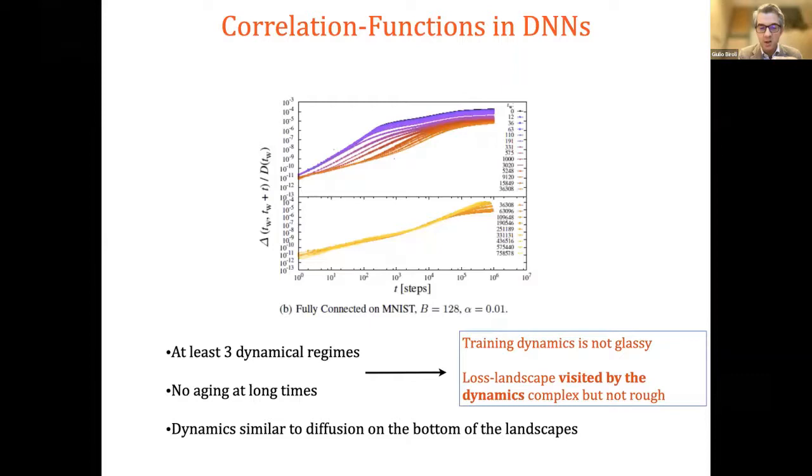And the dynamics that we find is similar to a kind of diffusion on the bottom of the landscape, with a diffusion coefficient which actually decreases in time. Now, is this the entire story? I think this result is really due to the fact that networks are typically overparameterized.